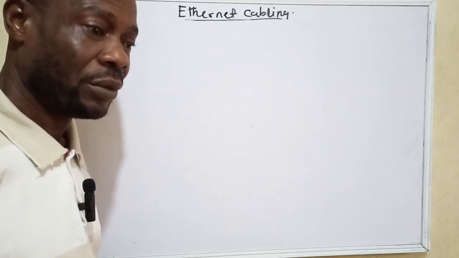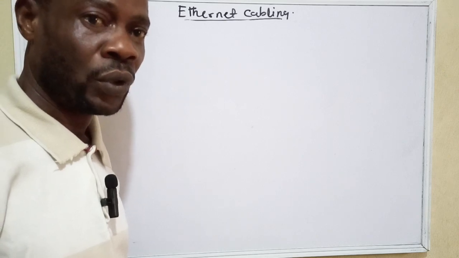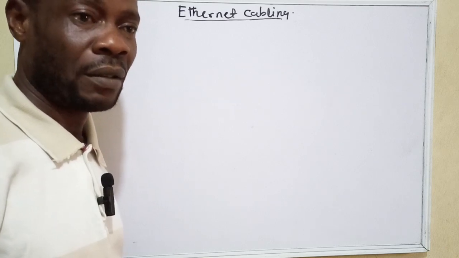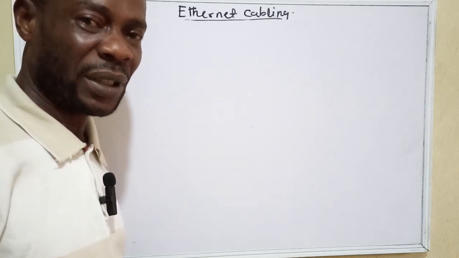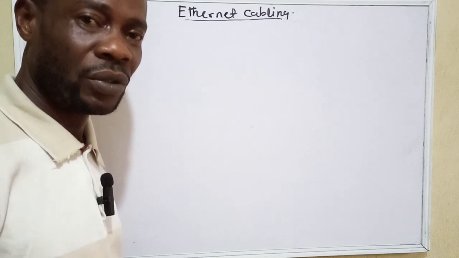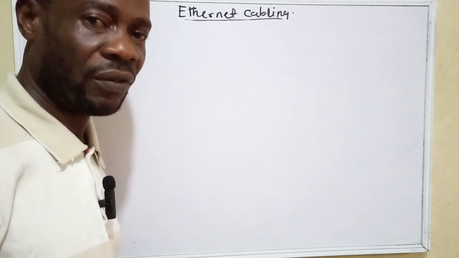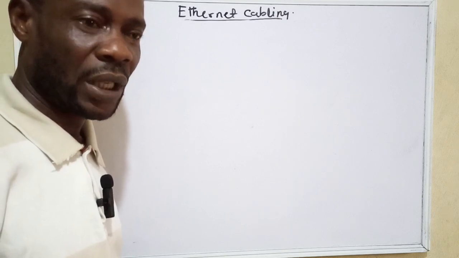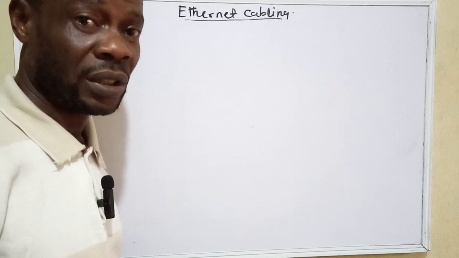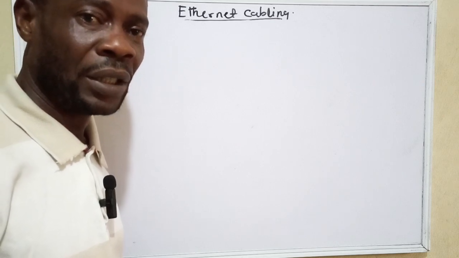Okay, Ethernet cable is the cable used to interconnect nodes like computers, printers, access points, voice over IP phones, and other devices to the switch to form a local area network. Ethernet cables can also be used to interconnect switch to router and router to router.